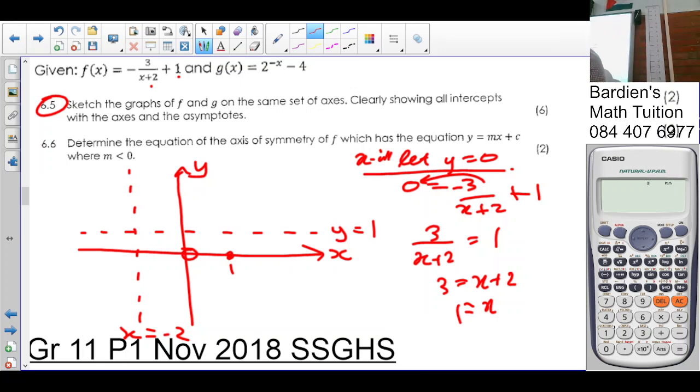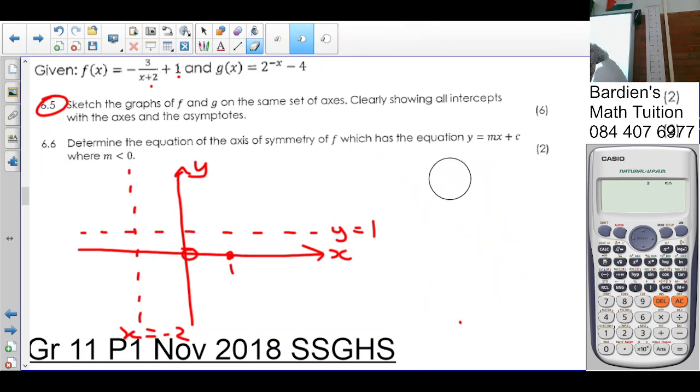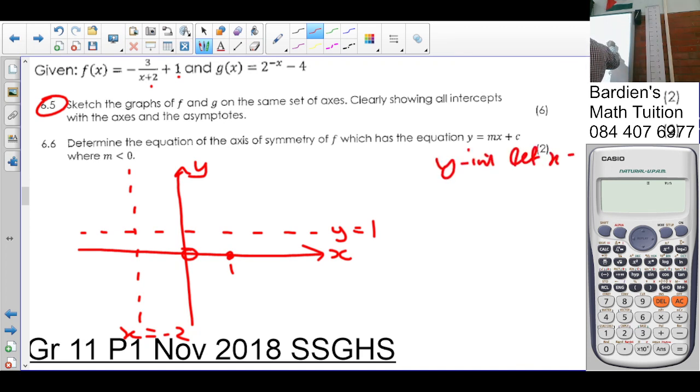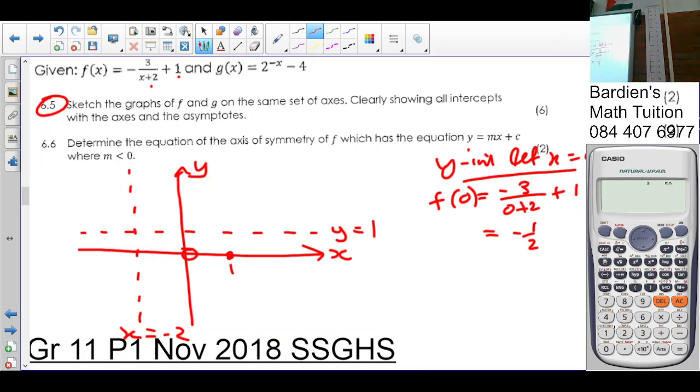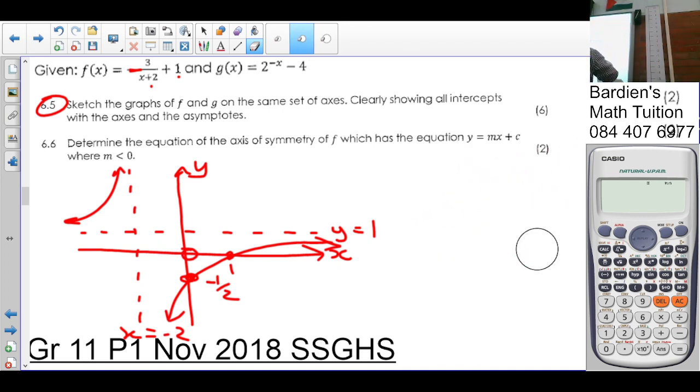So your x-intercept is at 1. So what do we do thereafter? We work out our y-intercept. How do you calculate the y-intercept? We let x equal 0. So f of 0 is equal to negative 3 over 0 plus 2, plus 1. So that's going to give us negative half. So the graph is going to come through there like that, which also confirms that we're in the right quadrant because that is negative. Can you see that?